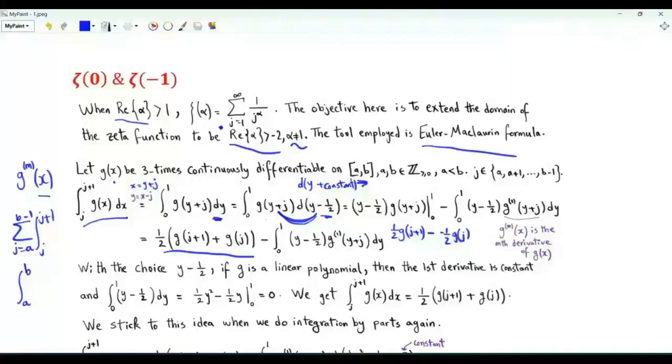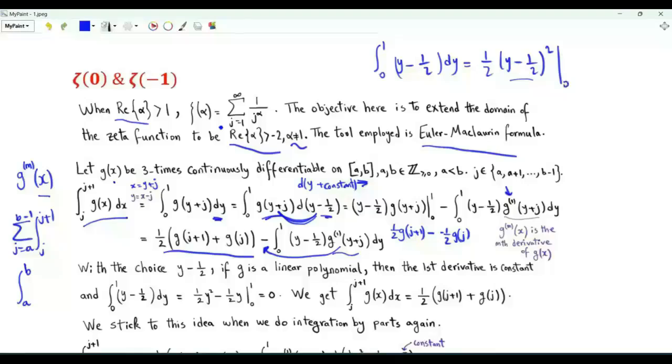We then have minus the integral for y from 0 to 1 of y minus half times the first derivative of function g. If function g is a linear polynomial, its first derivative is a constant that can be taken outside the integral. We then have the integral for y from 0 to 1 of y minus half. The antiderivative is 1/2 times y minus 1/2 squared. We get the exact same value when we use 0 or 1. This integral is equal to 0. The choice of this 1/2 here is so that if function g is a linear polynomial, then this term vanishes. We have this picture. Indeed, the integral is equal to this part here.